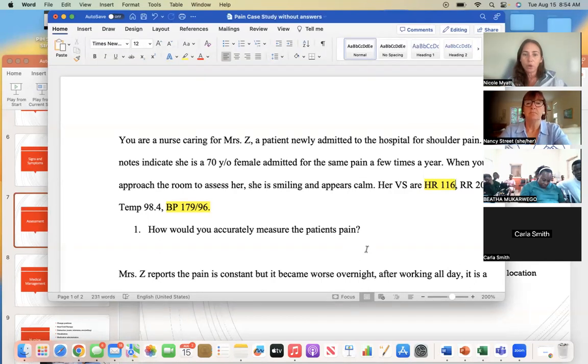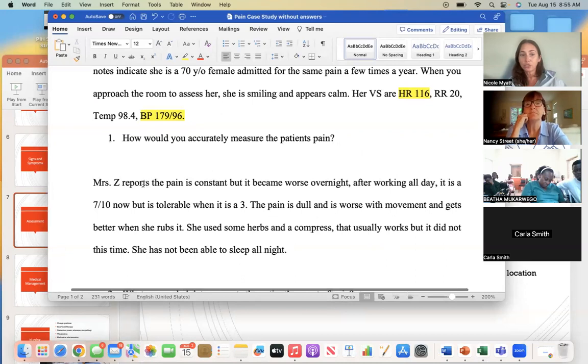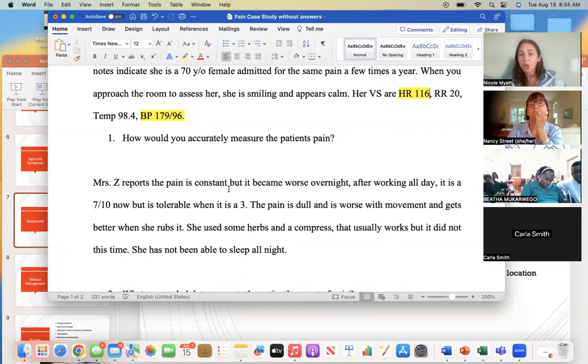We want to know when it started and if there are things that make it feel better or worse, right? And if she's tried any treatment. So after asking these questions, she reports the pain as constant, but that it became worse overnight after she worked all day yesterday. It is a 7 out of 10 now, but it's tolerable when it's a 3.